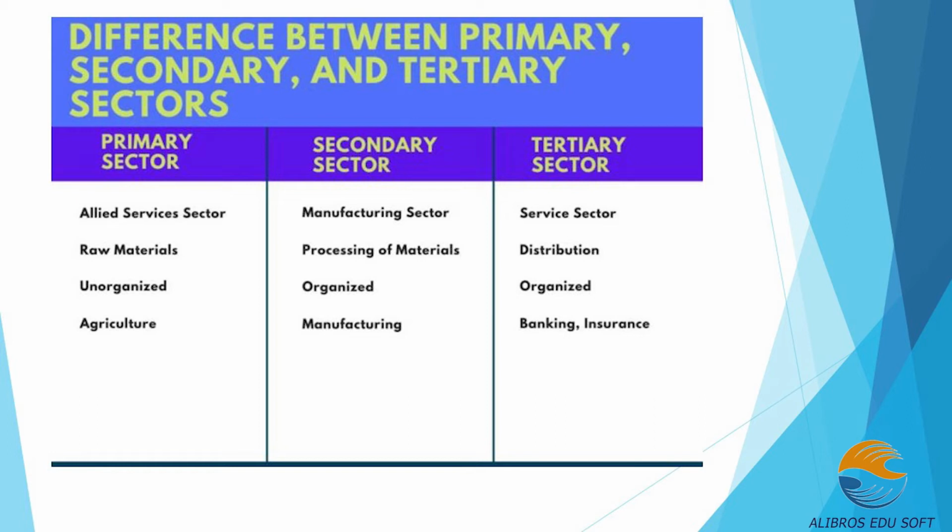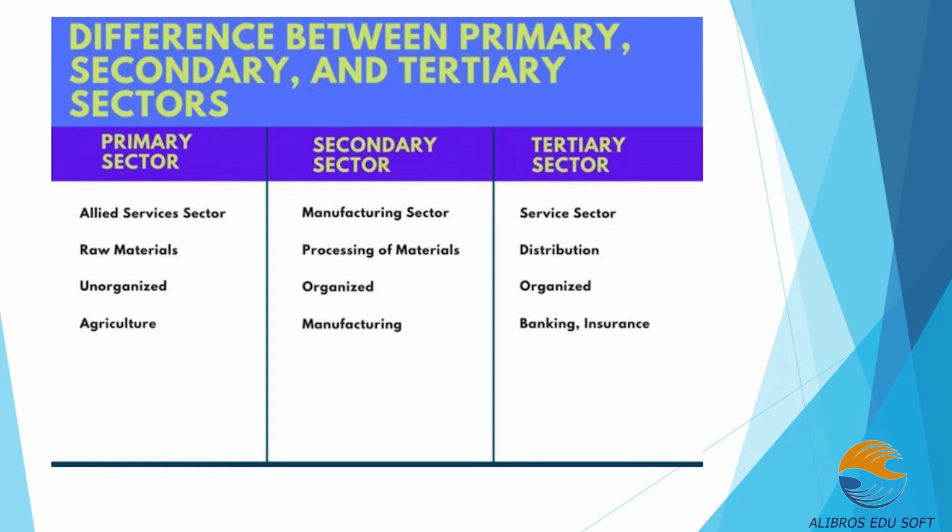Next, going to the secondary sector. The secondary sector is the manufacturing sector. The materials are processed and manufactured in this sector, whereas the primary sector is all about raw materials. When we talk about the primary sector, we say that it is an unorganized sector. Manufacturing is an organized sector because all the raw materials from the primary sector are collected and brought to the secondary sector for further processing of finished goods. It is otherwise known as the manufacturing sector that we have already studied.